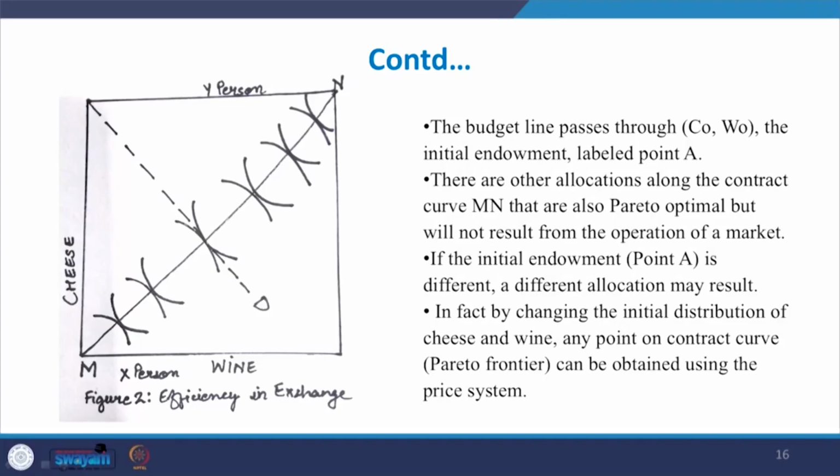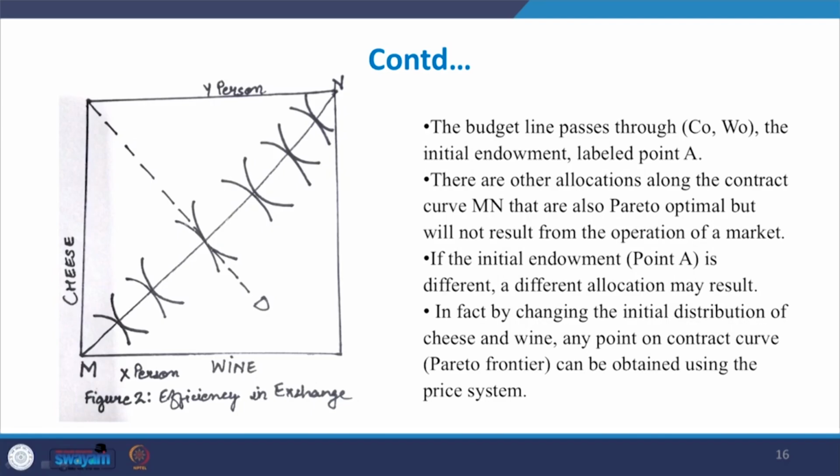So, in this Edgeworth box everything is the same, which we have already discussed, only now we have introduced the budget line which passes through the initial factor endowment. The initial factor endowments are at point A, where they are C0, W0, and they are labeled at point A.